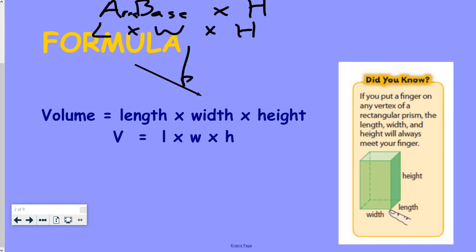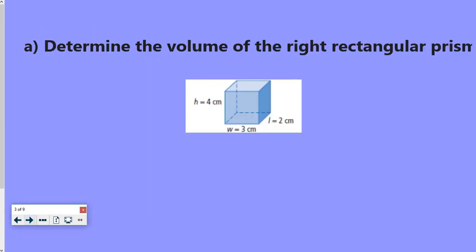If you put a finger on the vertex of a rectangular prism, the length, the width, and the height will always meet your finger. Remember that, because all 3 will meet at one vertex when you put your finger on it. So let's determine the volume of the right rectangular prism.